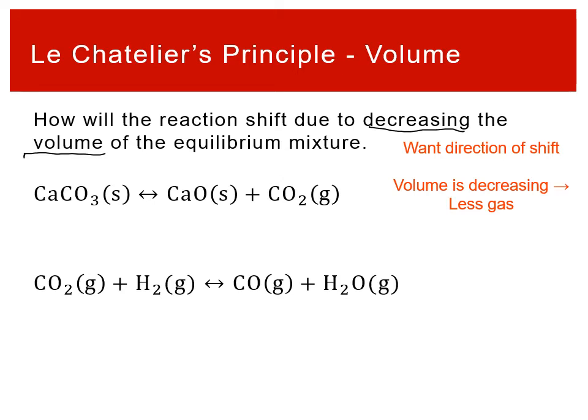If I look at this first example, calcium carbonate solid reacting to give me calcium oxide solid and CO2 gas, I can see on the reactant side, there's no gas. And on the product side, I have 1 gas molecule. So if I'm decreasing the volume, I want less space per gas, this reaction is going to shift to the reactant side because there's this nice 0 over here. There are fewer gas molecules. So basically I can think about it: I'm literally crowding the gas molecules. The equilibrium is going to shift to relieve that crowding.